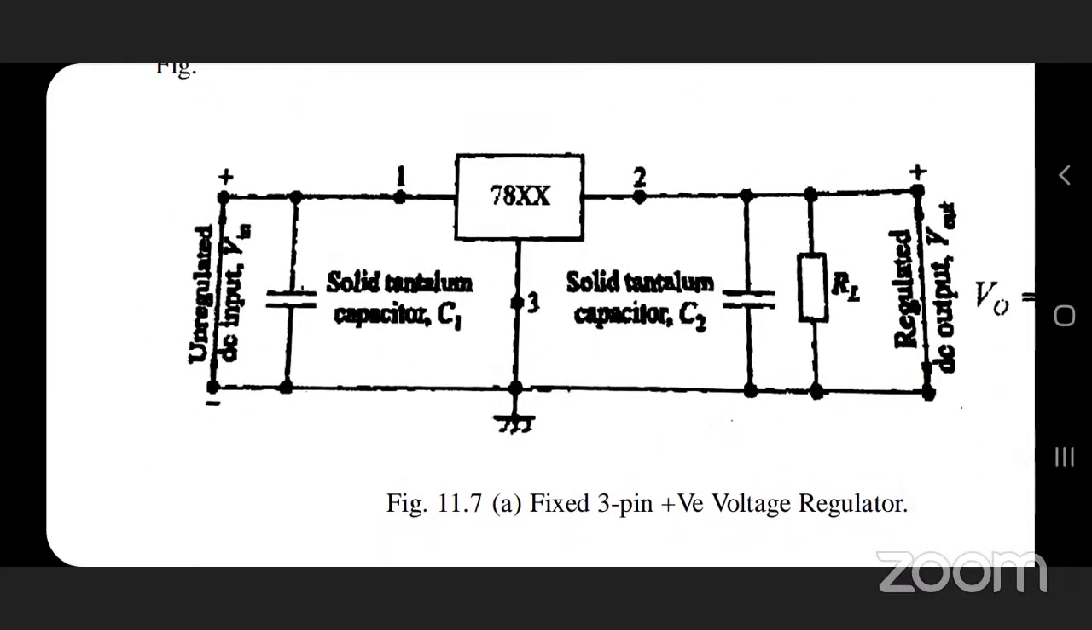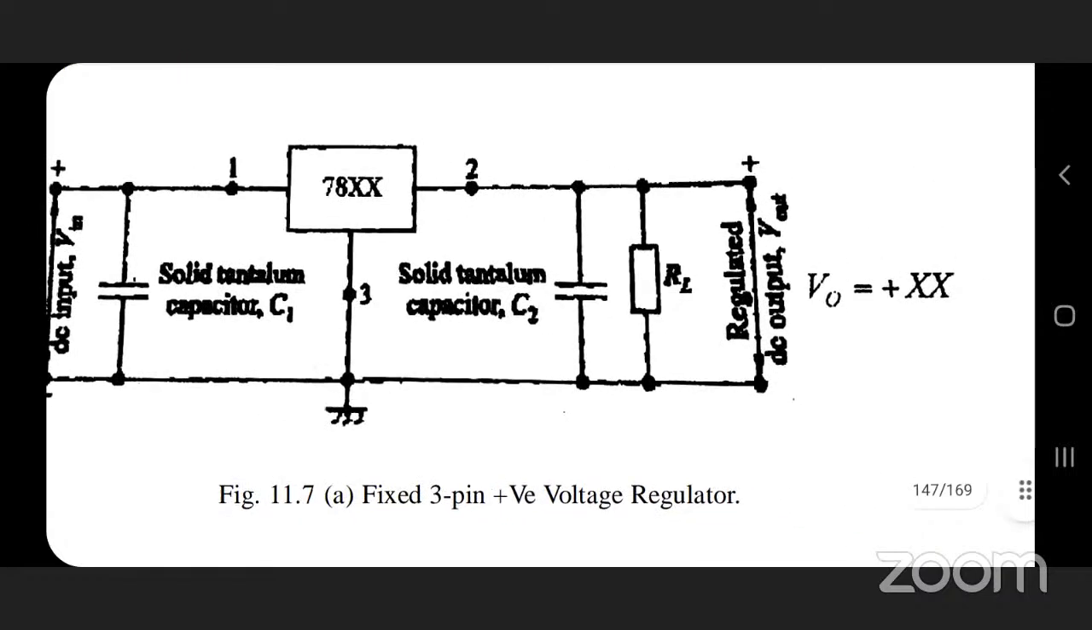And also the fixed 3-pin positive voltage regulator. Here also, DC plus and minus unregulated voltage is there. A solid titanium capacitor C1 is to be considered in the input section, with 7-8 cross different types of ICs to be utilized, and another capacitor C2 is to be considered across the load resistance RL. How do you get the regulated DC output voltage, which is to be noted down?